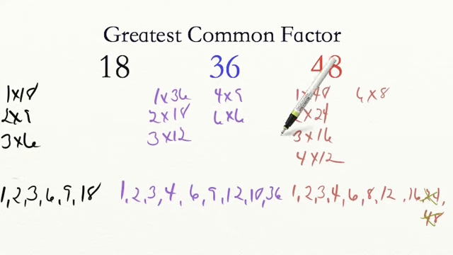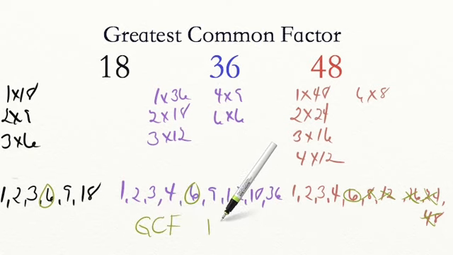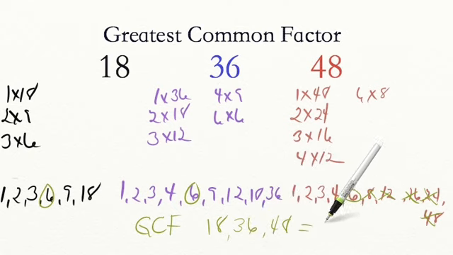36 and 18, neither of them have a factor of 16, so I'm going to cross that out again. How about 12? Well, 36 has a factor of 12, but 18 doesn't, so we can cross out 12. How about 8? 36 does not have a factor of 8, and neither does 18. What about 6? 36 has a factor of 6, and 18 has a factor of 6. So we have now found our greatest common factor for these 3 numbers. The greatest common factor for 18, 36, and 48 equals 6.